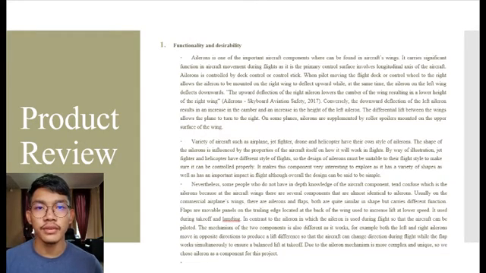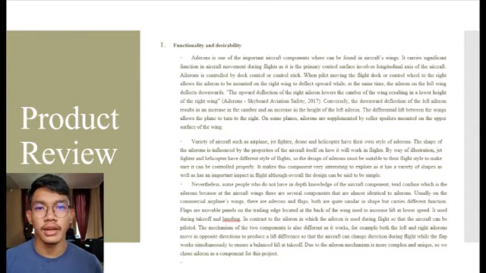When the pilot moves the flight deck or control wheel to the right, it allows the aileron mounted on the right wing to deflect upward, while at the same time the aileron on the left wing deflects downward. Variety of aircraft such as airplane, jet fighter, drone and helicopter have their own style of ailerons.